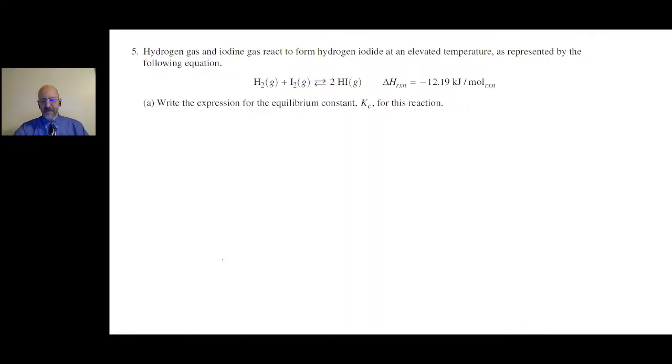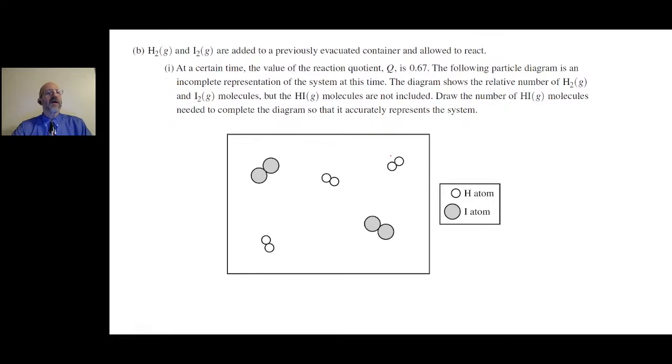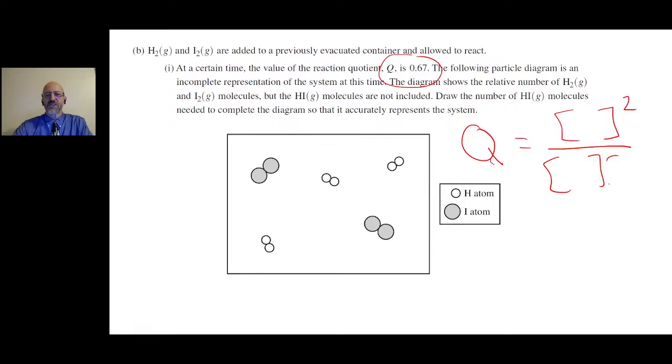Okay, so you know what a Kc looks like. Now, on to the next part. At a certain time, the value of the reaction quotient is 0.67. Okay, so that would be Q equals, and we have HI squared over H2 and I2. This is a random mixture. It's not the equilibrium system. It's just simply a random point in time. So Q is like where we are at a point in time.